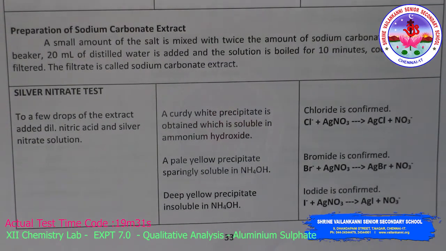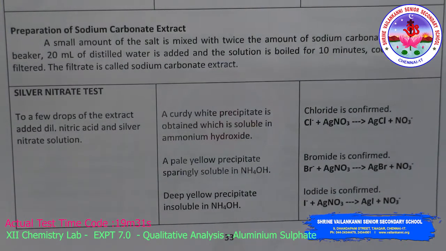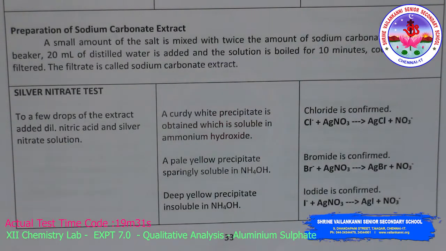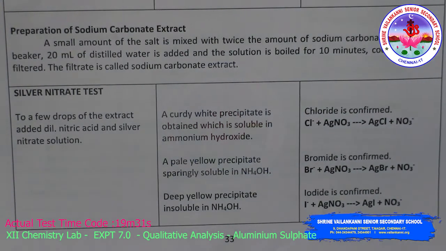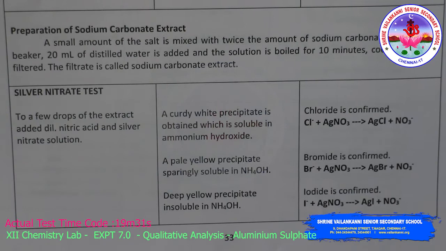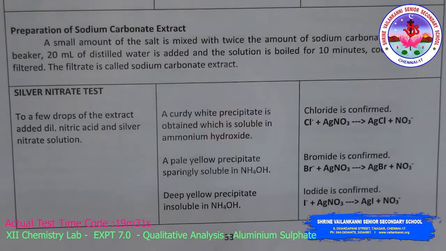Here, the silver nitrate test. The first: take the extract and add dilute nitric acid and a few drops of silver nitrate solution. If a curdy white precipitate is obtained which is soluble in ammonium hydroxide, chloride is confirmed. A pale yellow precipitate sparingly soluble in ammonium hydroxide means bromide is confirmed. A deep yellow precipitate insoluble in ammonium hydroxide indicates iodide is confirmed.